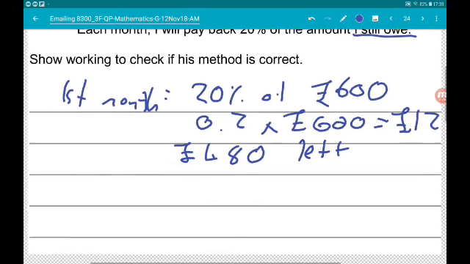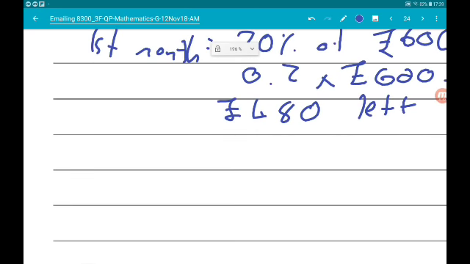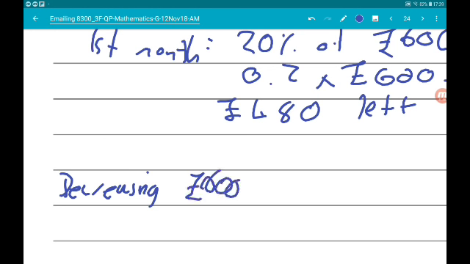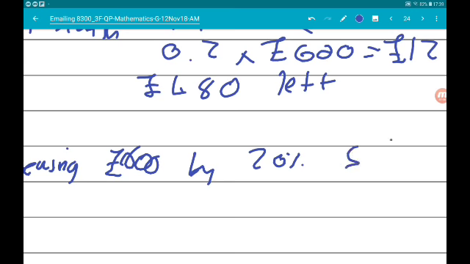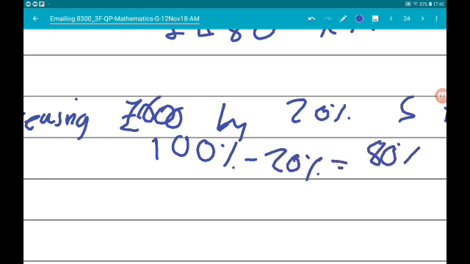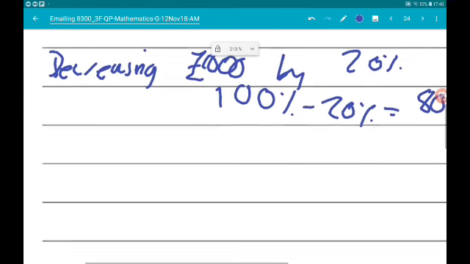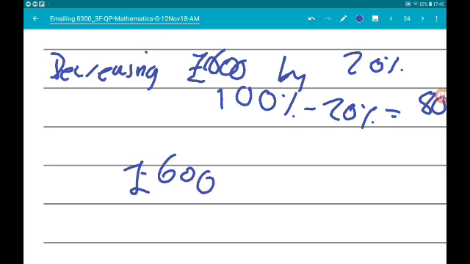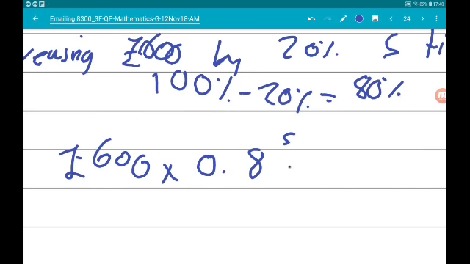So you could do this 5 times and show that he's wrong. The quick way to do it is we are decreasing 600 quid by 20% 5 times. So using decimal multipliers, well, on the 100% minus 20% is 80%. Using decimal multipliers, then we can just do 600 times 0.8 to the power of 5, and that would give us £196 60p.